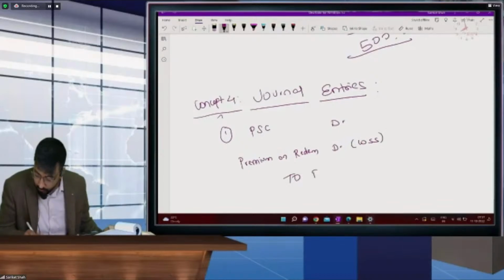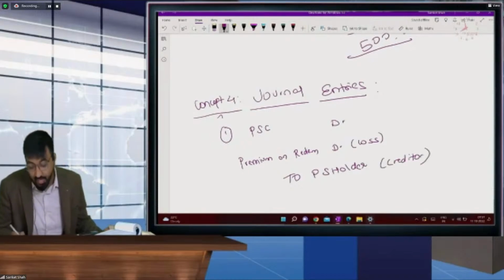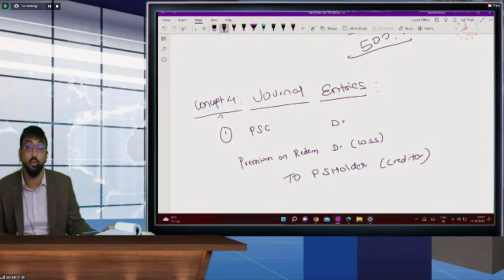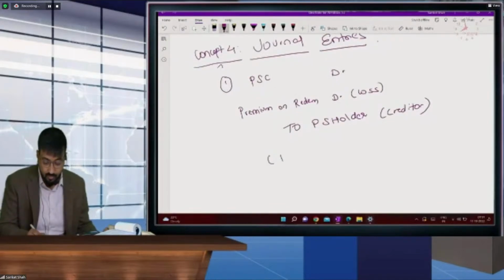2. Preference shareholder. Preference shareholders are our creditor. We have to pay them. It's our liability. So creditor. Preference share redemption due.